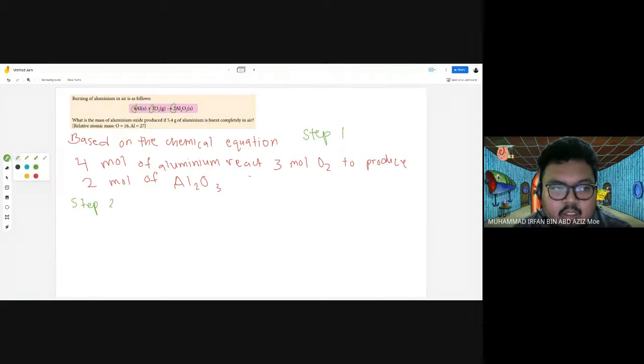Okay, step 2, calculate the number of mole of aluminium yang use ni, in that chemical equation. So, kita tengok dekat sini. So, nak pakai formula apa? Nak calculate the number of mole of aluminium. Nak guna formula apa to calculate the number of mole of aluminium?